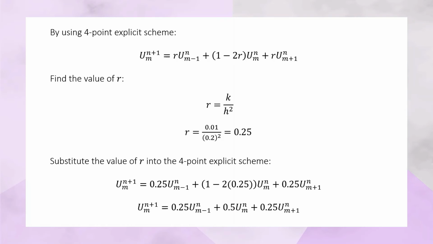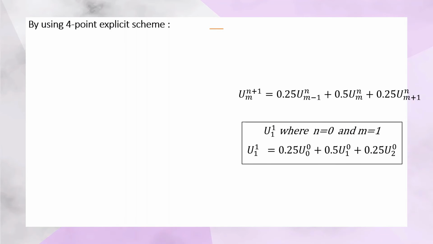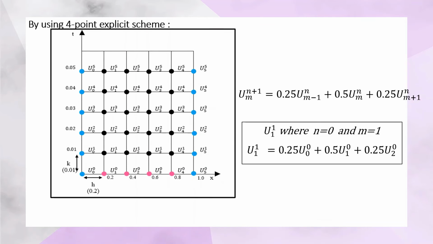From this formula, let us find the value of U11 at t equals 0.01. If we compare between U(M, N+1) and U11, M is equal to 1 and N+1 is equal to 1. Thus, we can see that for U11, the value of M is 1 while the value of N is 0. By substituting the value of M and N into the 4-point explicit scheme formula, we will get this equation. If you see, in order to find the value of U11, it involves U00, U10, and U20.